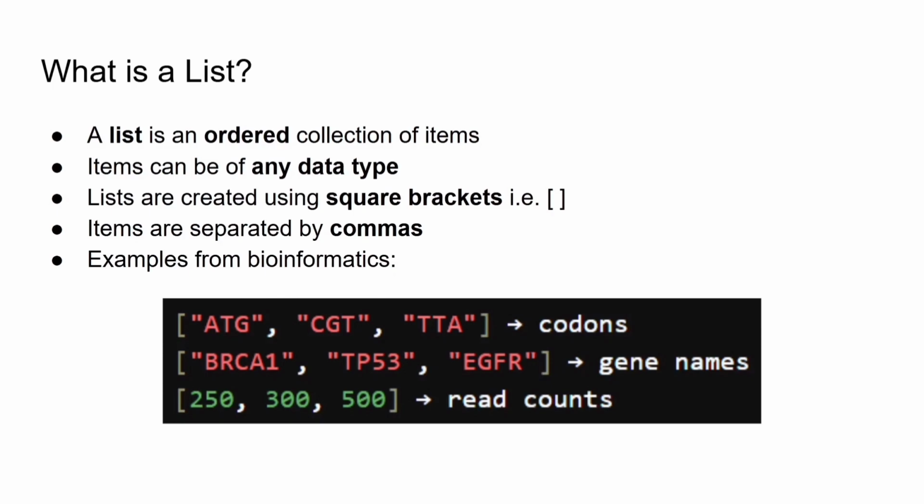Here I have written items inside square brackets separated by commas. For example, if I write ATG, CGT, TTA within square brackets, that could represent a list of codons. If I write BRCA1, TP53, EGFR within square brackets, that could represent a list of gene names. And if I write numbers like 250, 300, 500 within square brackets, those might represent a list of read counts.